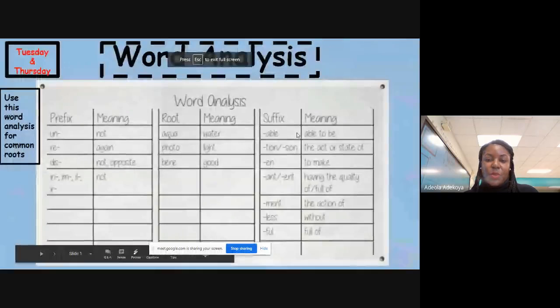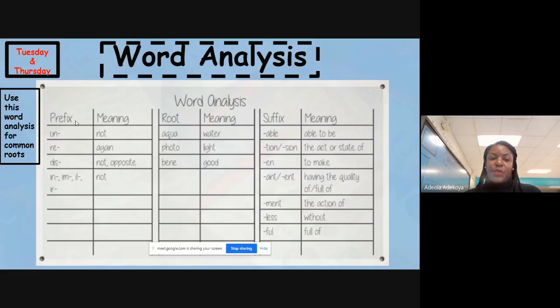All right, so word analysis. We've got the prefix, which is the word part that we fix before the actual root, the root word, which is the main word itself, and the suffix. All right, our focus today is going to be on the prefix itself.